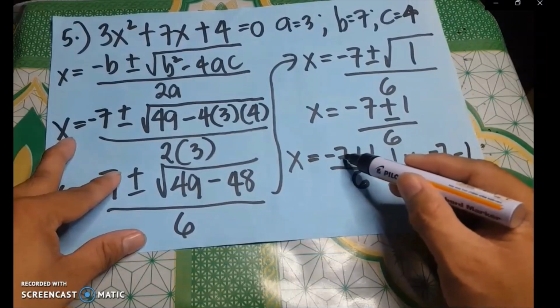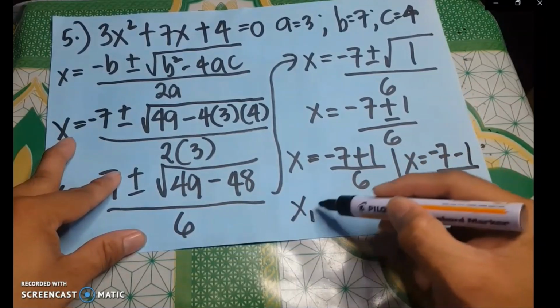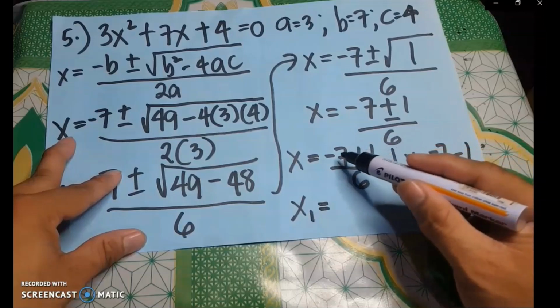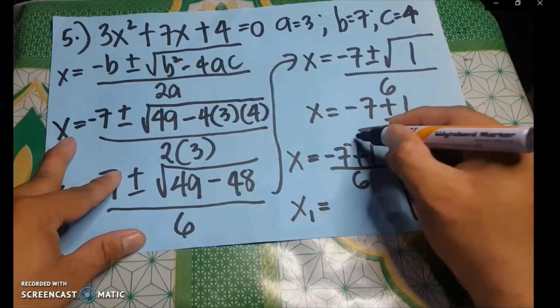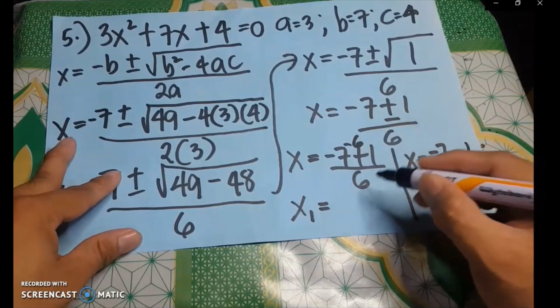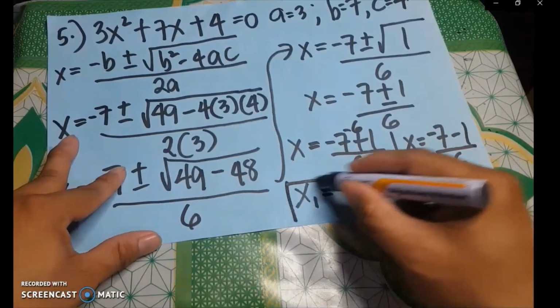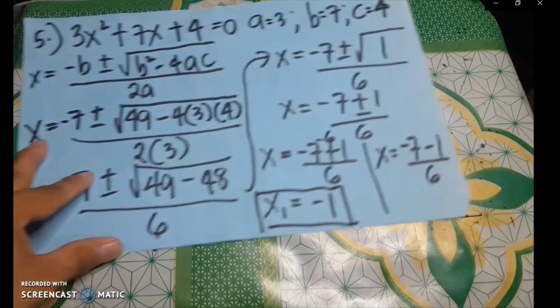So let's simplify the numerator first, to come up with the value of the first solution, x sub 1, that's negative 7 plus 1, that would be negative 6. So if this is negative 6, negative 6 divided by 6, that would be negative 1. So the first solution is negative 1.